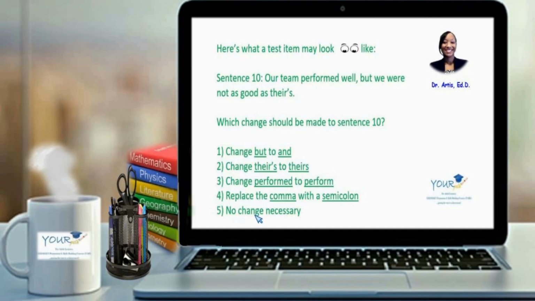So here's what a test item may look like. Sentence 10: Our team performed well, but we were not as good as theirs. Which change should be made to sentence 10? And here you have your 5 options. Option 1, change but to and. 2, change theirs to theirs. 3, change performed to perform. 4, replace the comma with a semicolon. And 5, no change necessary.